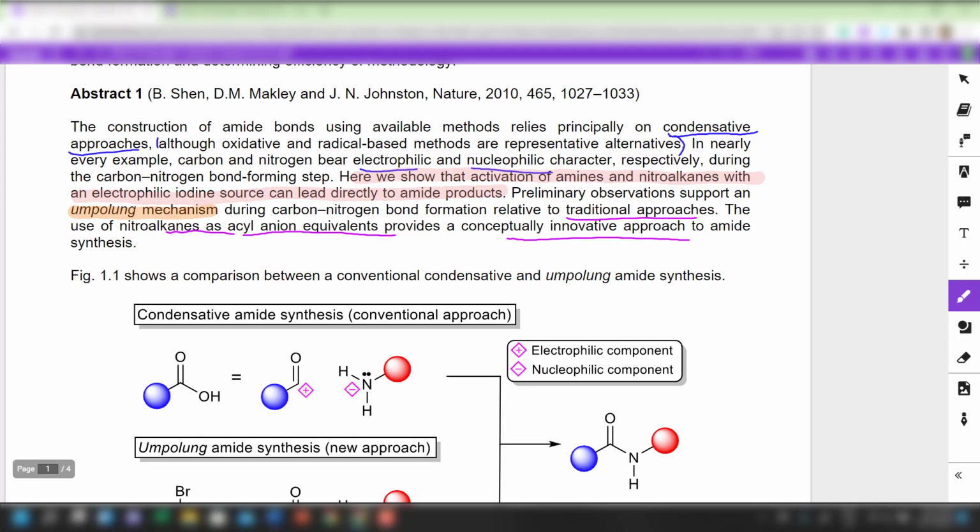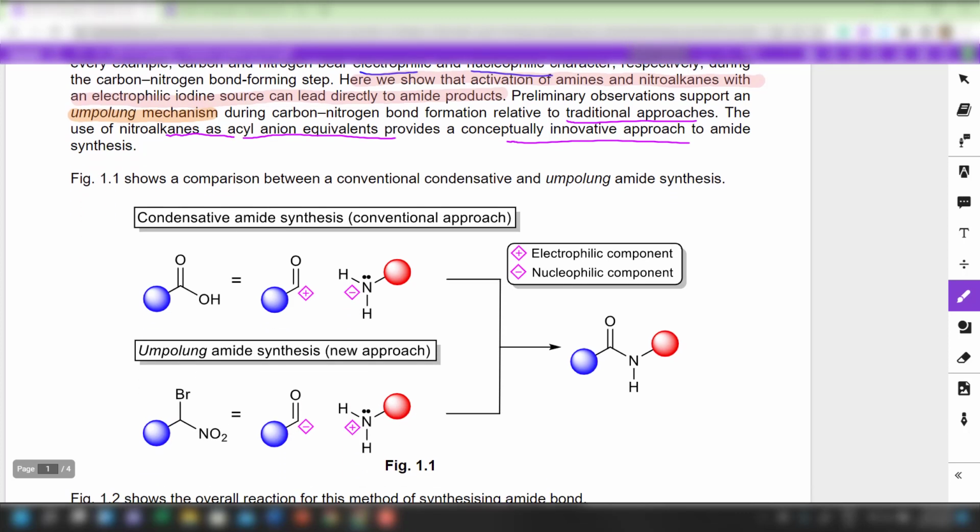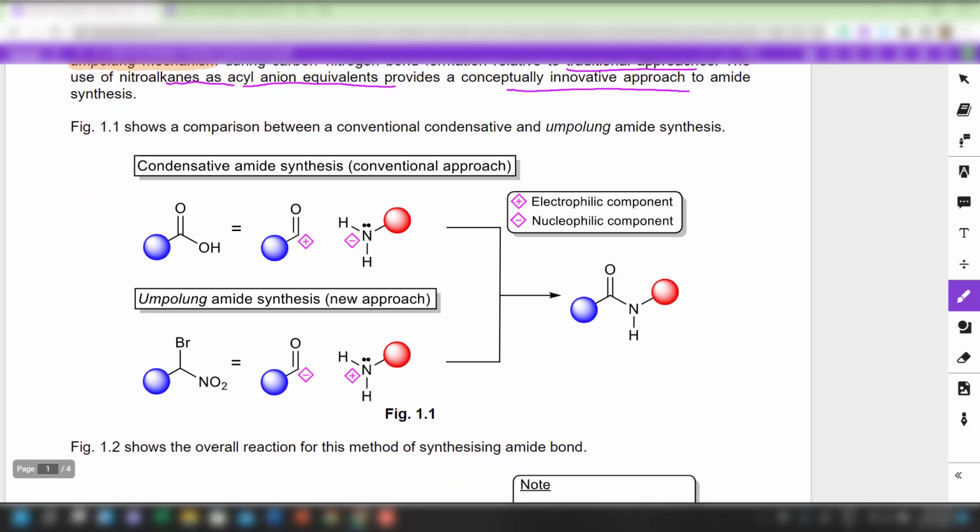Okay, so usually they will just try to tell you why the new method is better. So we'll take a look at figure 1.1. Figure 1.1 gives you a comparison between the condensative approach and the Umpolung approach. Okay, so they give you the examples. I think it's quite nicely put out. So the first portion is the condensative amide formation, which again you are very familiar with.